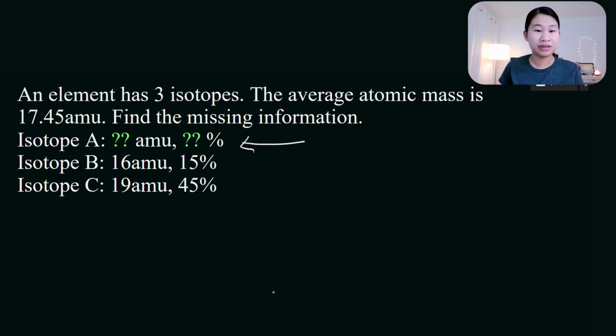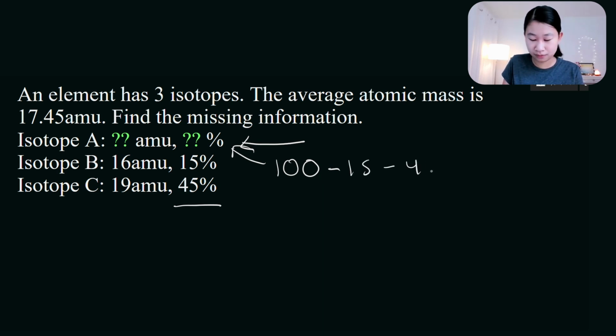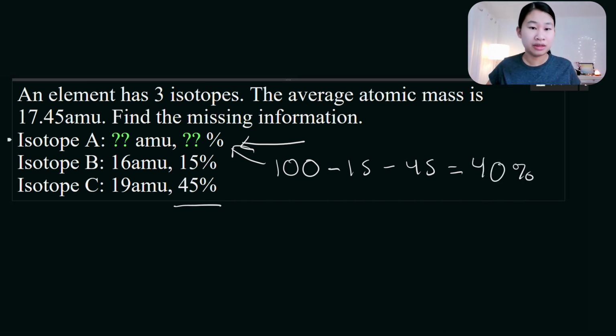Now remember I said that the percentages here should add up to 100? Well, we can just find the percentages just like that. So we have 100% minus the known percentages, minus 15, minus 45, and this should give us the percentage of isotope A. So already we can fill in that isotope A is 40%.